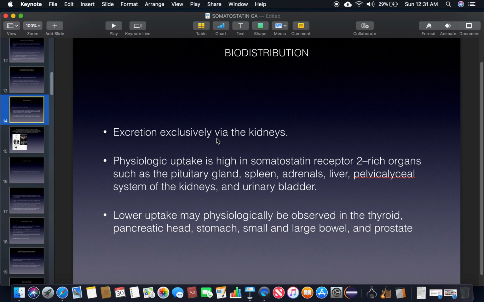Excretion is by kidneys, and physiological uptake is high in areas where there is somatostatin receptor 2 rich organs such as the pituitary, spleen, adrenal, liver, kidney, pelvocalyceal system of the kidneys, and the urinary bladder. Low uptake is seen in the thyroid, in the pancreatic head, stomach, small and large intestine, and prostate.